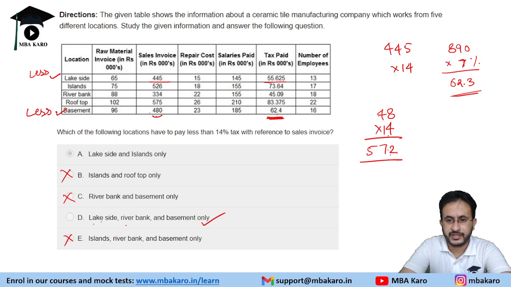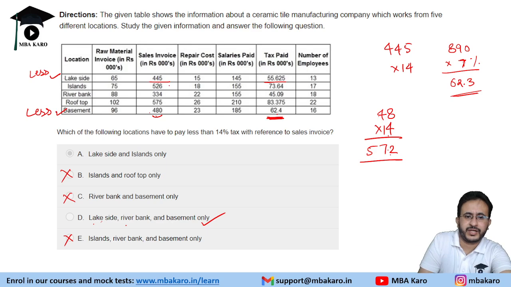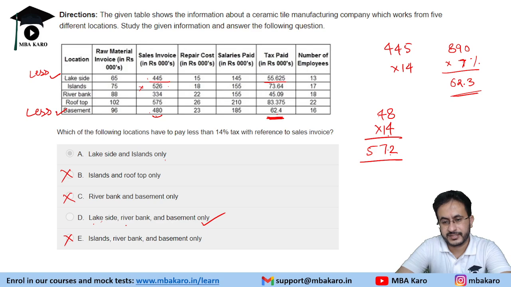No need to check for River Bank. You could randomly check. First we checked for Lakeside because this was the first option given and that helped us eliminate 3 of the options. And now we can check for any of them. It is not necessary that we check for Basement. You could have checked for Island also. If Island did not work, then this would have been the answer. If Island worked, then this should have been the answer. So this is how we attempt: not to calculate for all 5, just for 2 we calculated.